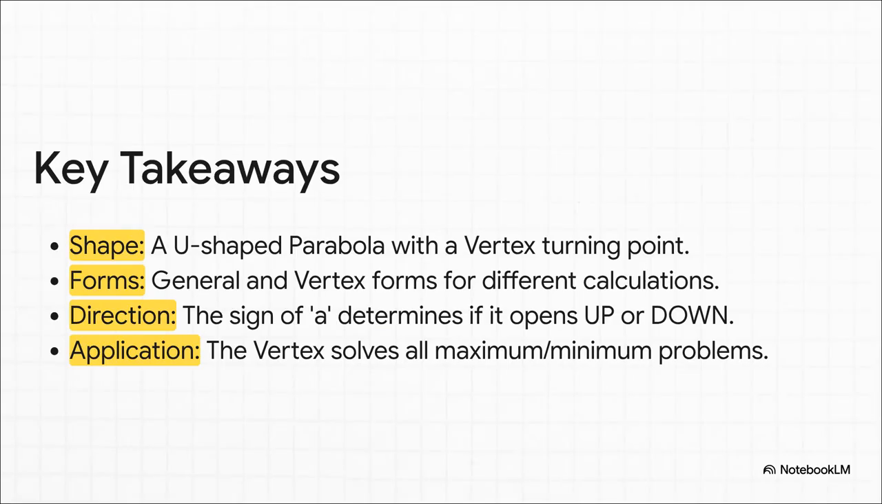All right, let's do a quick recap of the key takeaways here. A parabola is a U-shape, and its most important feature is the vertex. We have two ways to write its equation, a general form and a vertex form, for different jobs. The sign of a tells you if you're looking for a maximum or a minimum. And most importantly, the vertex is the ultimate key to solving optimization problems.